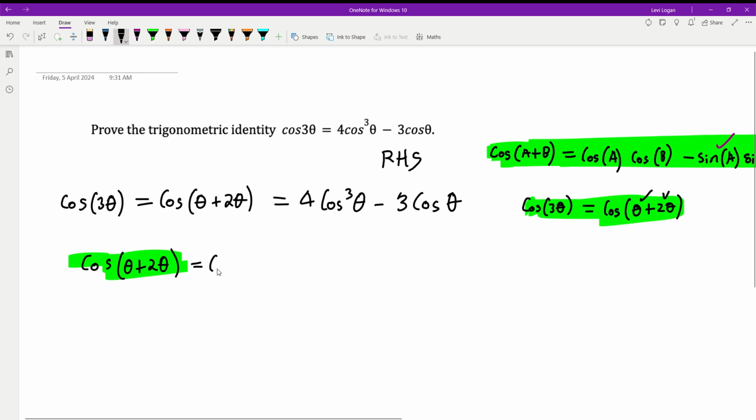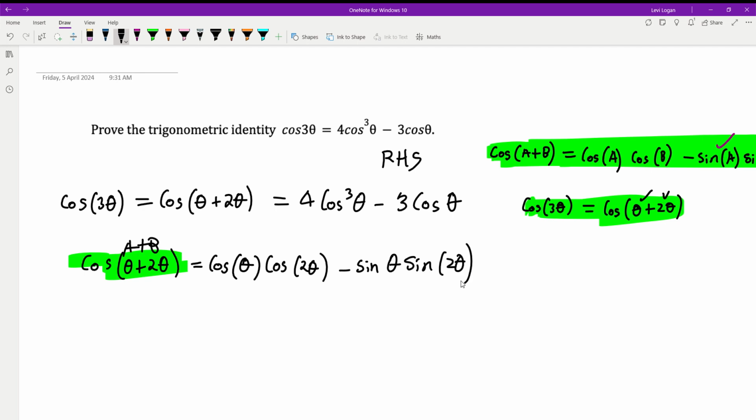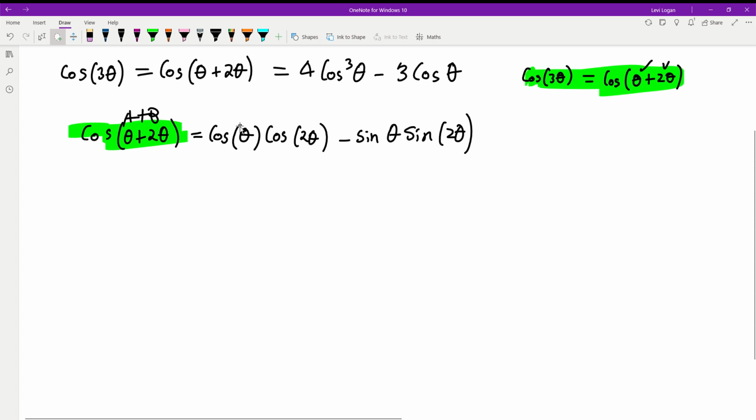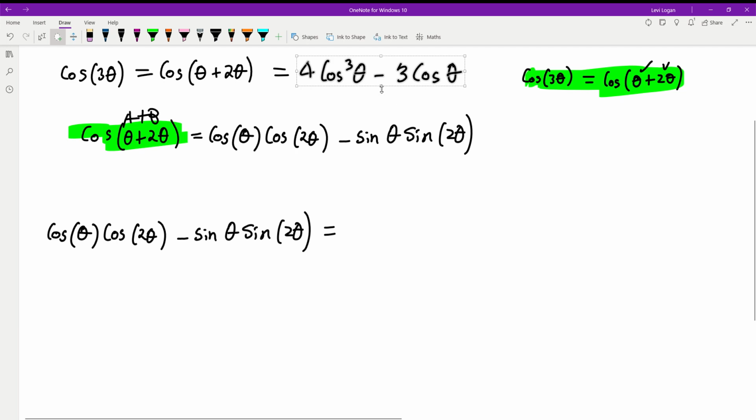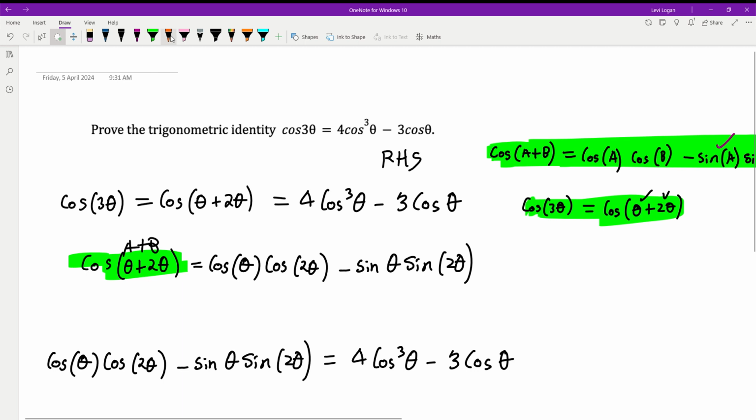If we do that, this is your A and this is your B respectively. So you're going to have cos of theta multiplied by cos of 2 theta minus sine of theta and then sine of 2 theta, okay? So we have this expression here. If I move that here, this is equaling exactly this expression. I'll copy that and place it there. That's equaling that. So all we've done is changed this to this expression using a trig identity.